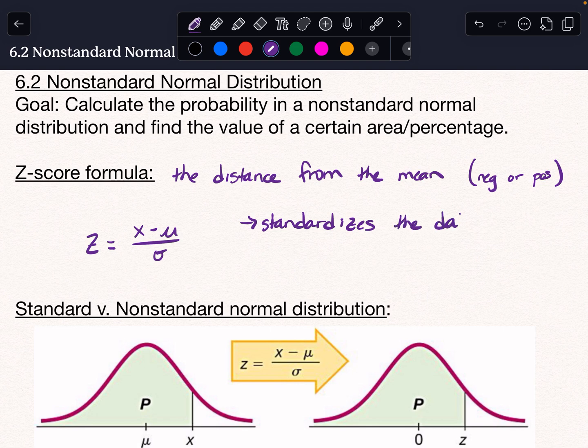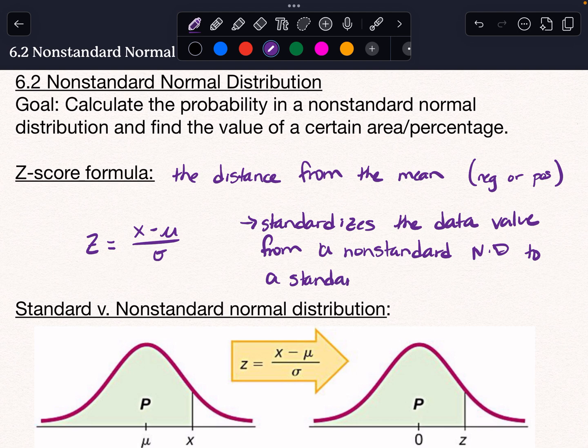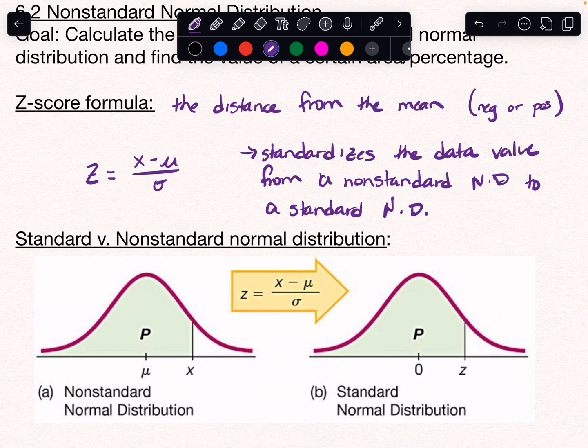Okay, this also today, it standardizes the data value from a non-standard normal distribution to a standard normal distribution, which is basically what this graph on the bottom is showing. So like today, we have a non-standard normal distribution, which is this first graph. So we can see we have some mean value and we have some data value x, our random variable. So I could standardize this data value so that way it's just a z-score on the graph instead of a data value on the graph.